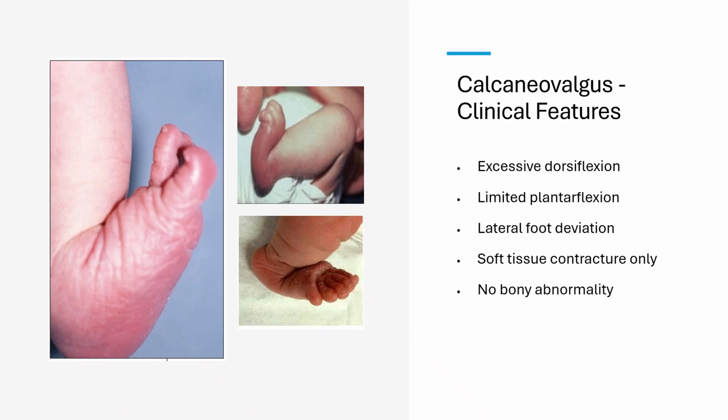You're working with normal bones and joints that just need the surrounding soft tissues to relax and stretch back to normal length. The absence of structural abnormalities makes this fundamentally different from conditions requiring surgical correction.